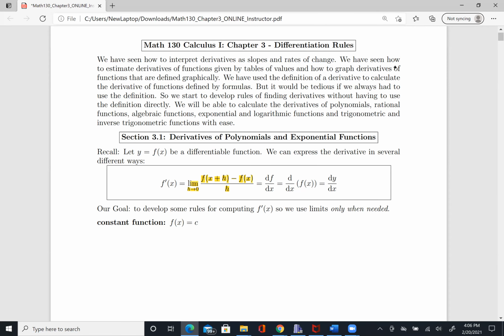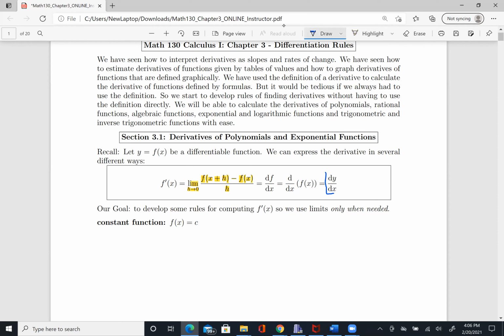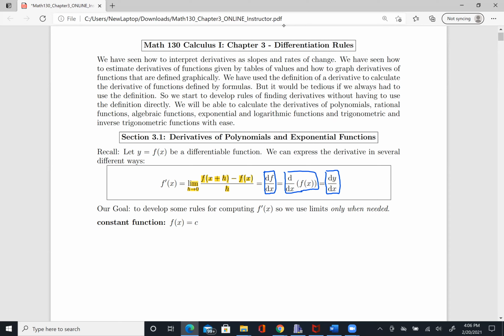We can also write it as df/dx, or d/dx of f of x, or dy/dx. All of them in here mean that it's just f prime of x. Sometimes you cannot see it, but it actually means f prime of x. So our goal is to develop some rules for computing f prime of x, so we use limits only when needed.